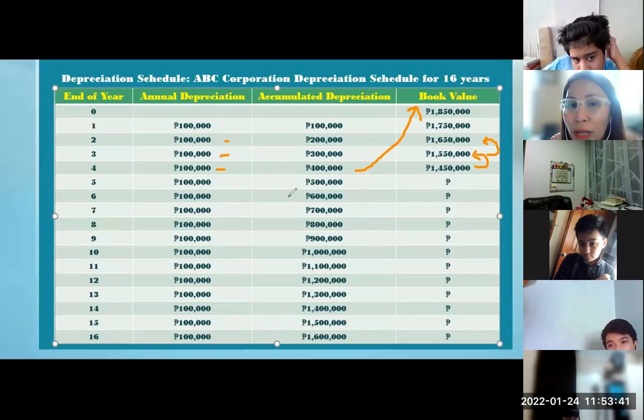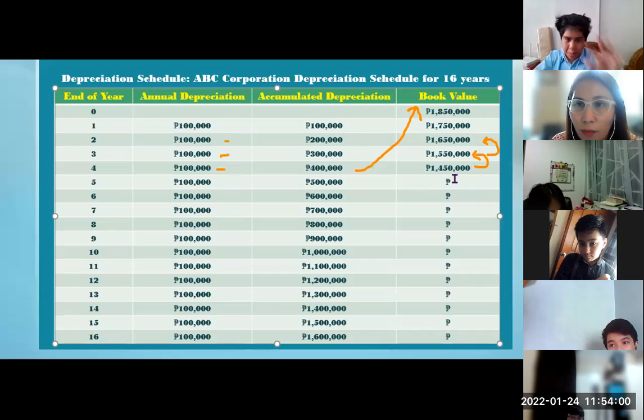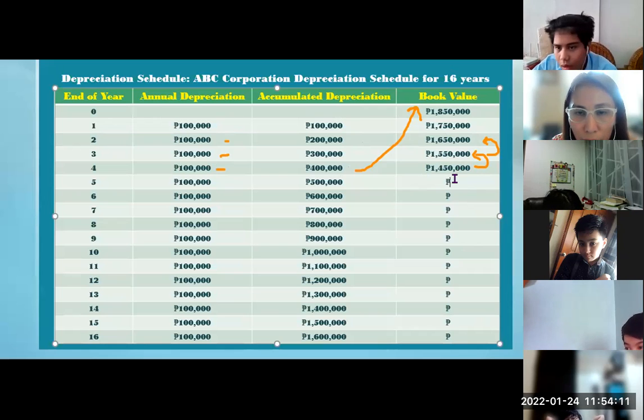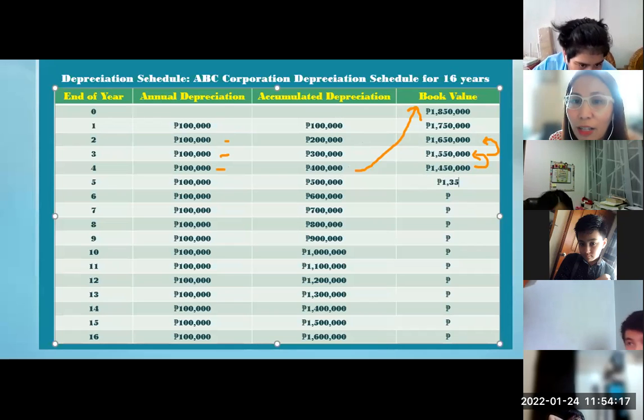So, medyo madali ito kasi the amounts or the digit ng hundreds, tens, and ones place ay 00 lang. And also the tens and thousands, 00 lang siya. Madali. Sige, continue, Miel. What's the fifth year? How much is our fifth year book value? 1,350,000. Correct. 1,350,000 pesos. Correct.